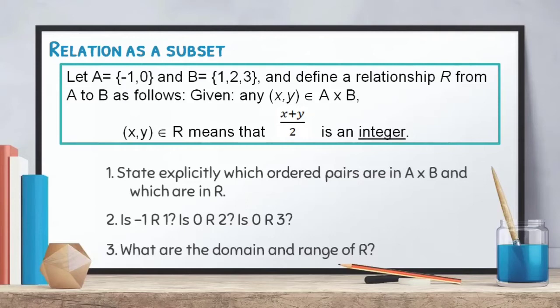So number two is (-1, 1) in R? All right, so meaning we're going to perform this formula. So that would be x plus y divided by 2. Okay. Then we have, is (0, 2) in R and is (0, 3) in R? Okay. Now for our third guiding question, what are the domain and range of R?